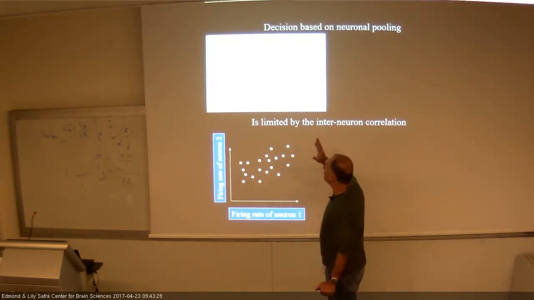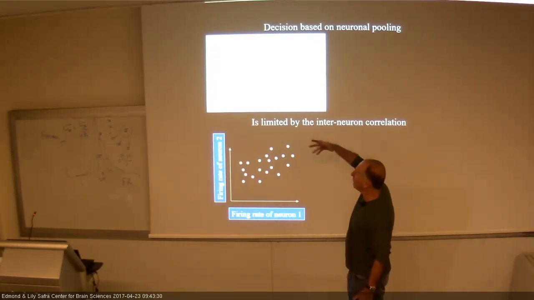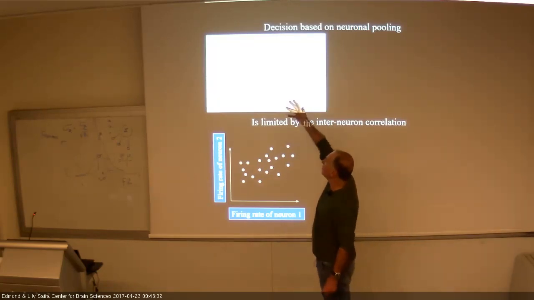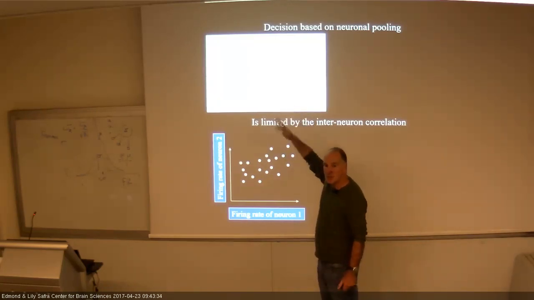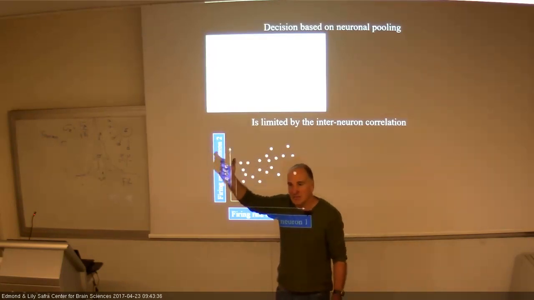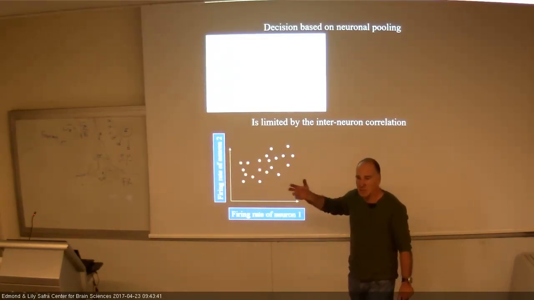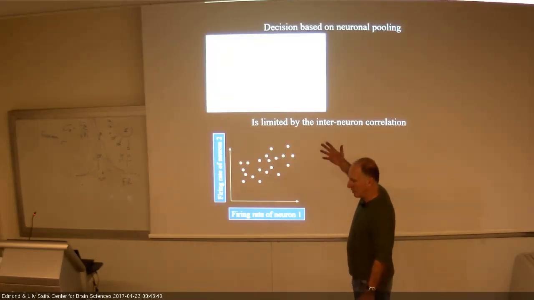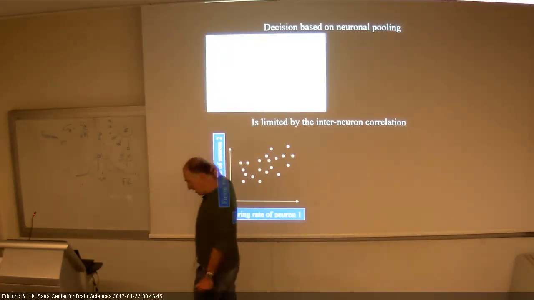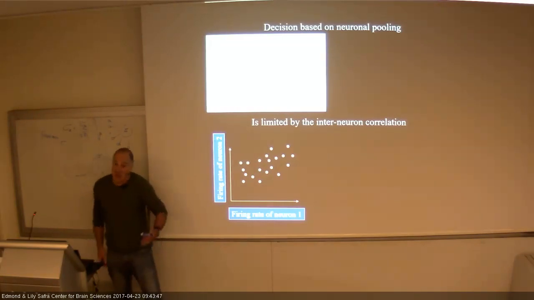And we said that if you were to pool many, many neurons, and if they were independent, you're going to get much, much better. The standard deviation is going to drop as a function of the square root of n, and therefore you expect that performance is going to get better as a function of the square root of n. But we don't see this. So how do we understand this?